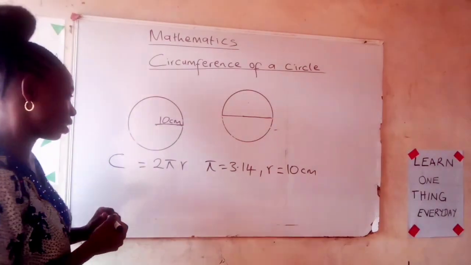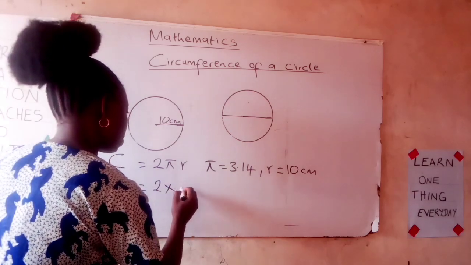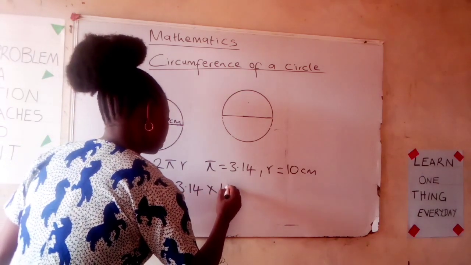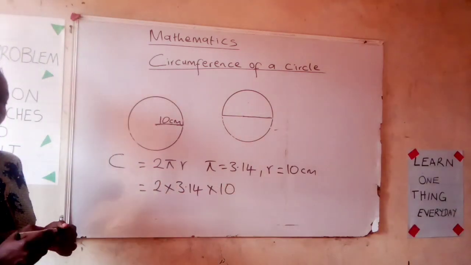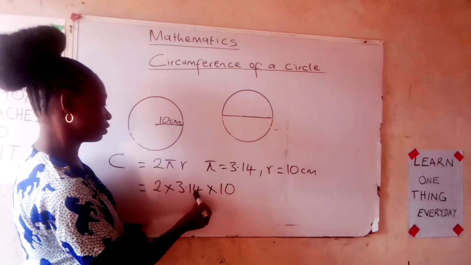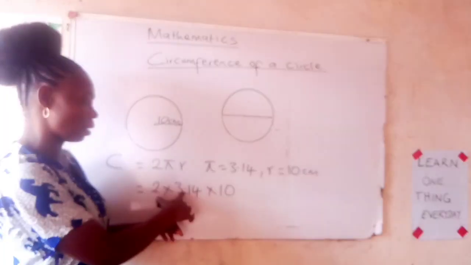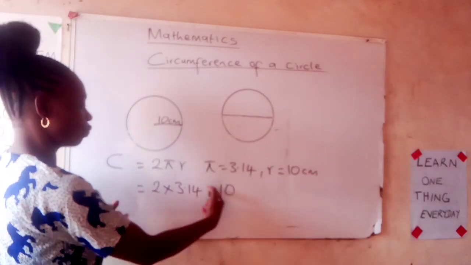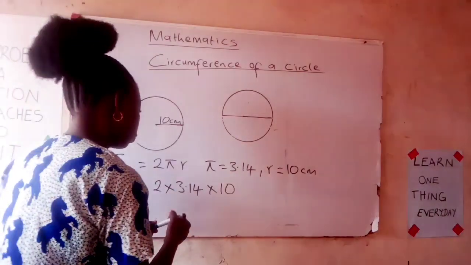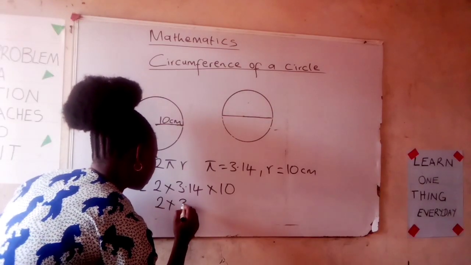So our circumference becomes 2 times 3.14 times 10. We remember that when we're multiplying a number with decimal points by 10, the point has to move forward. So 3.14 times 10 is 31.4.